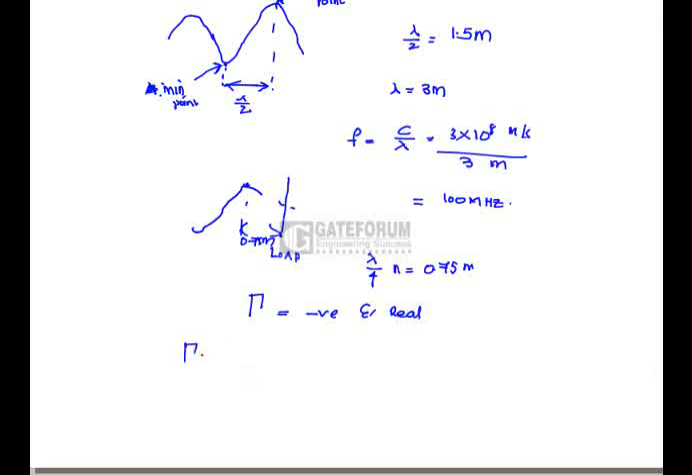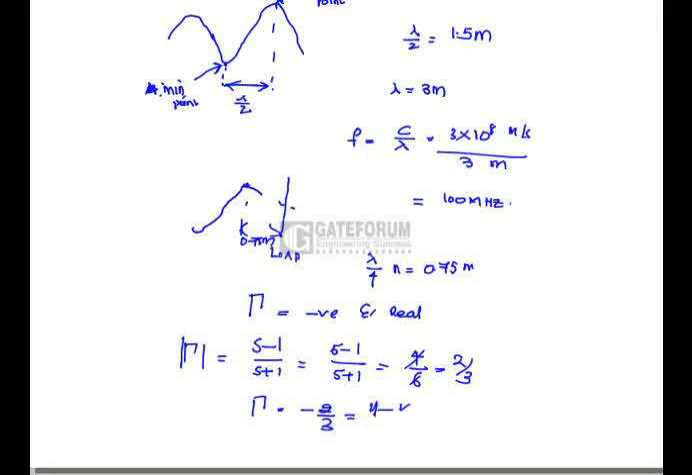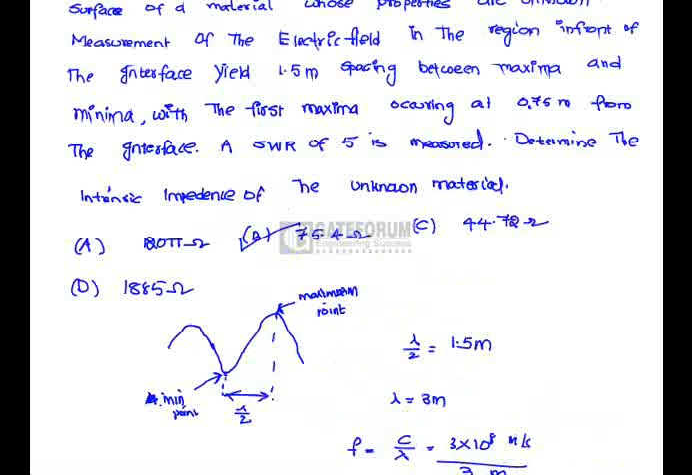Here, the reflection coefficient gamma equals (S minus 1) by (S plus 1), where S is the standing wave ratio, which is 5 here. So 5 minus 1 by 5 plus 1 is 4 by 6, which equals 2 by 3. Gamma equals minus 2 by 3, which equals (eta minus eta naught) by (eta plus eta naught). Here eta is the intrinsic impedance of the material and eta naught is the intrinsic impedance of free space. From this equation, the intrinsic impedance of the material is the intrinsic impedance of free space divided by 5, which is 75.4 ohms. Option B is correct here.